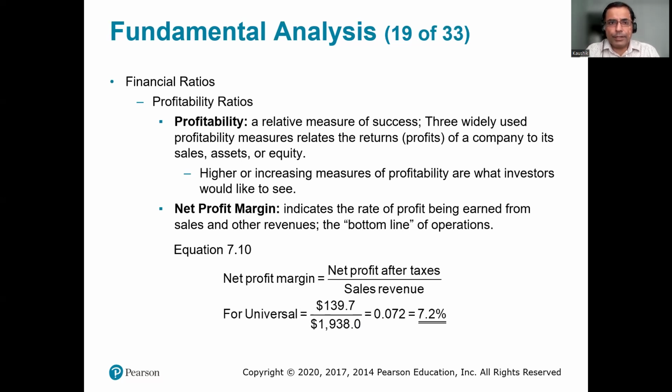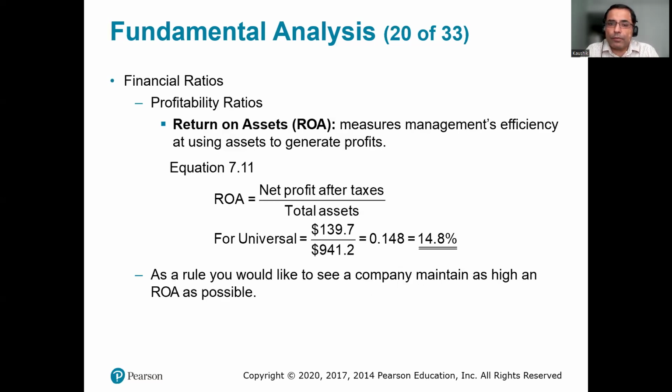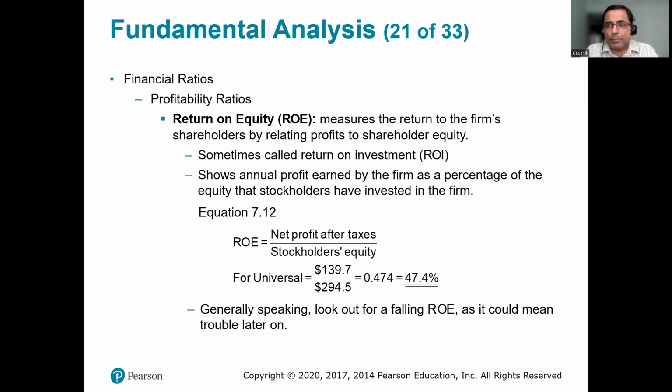The next category of financial ratios are the profitability ratios. This looks at how good the company is in generating profits. How good is it in running the business? So a higher ratio means the company is more profitable. Net profit margin is net profit by sales. Return on assets is net profit by total assets, which means how efficient the company is in using assets to generate profits. Similarly, return on equity is net profit by shareholders' equity. How efficient is the company in generating profits for its shareholders?